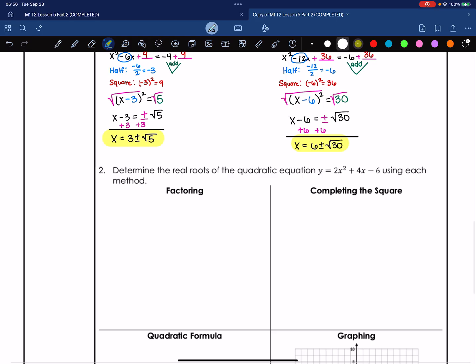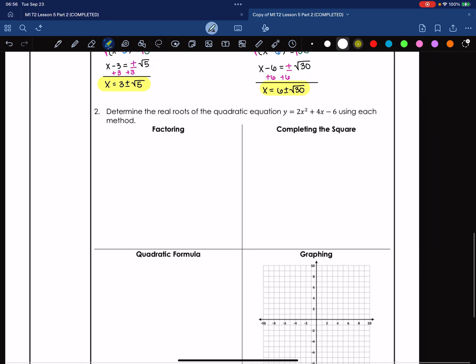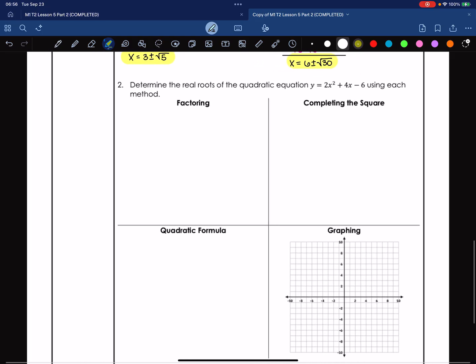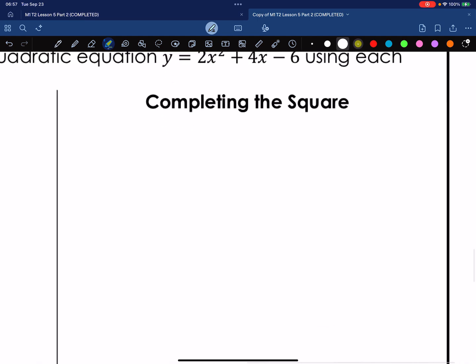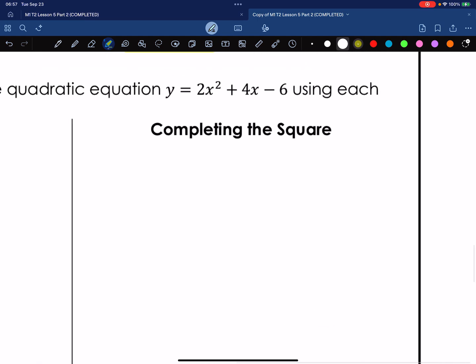Now, on this last one, I want you to try the factoring, quadratic formula, and graphing on your own and then check the answers in Google Classroom. Okay, but I am going to go over completing the square because this one is a little bit different.